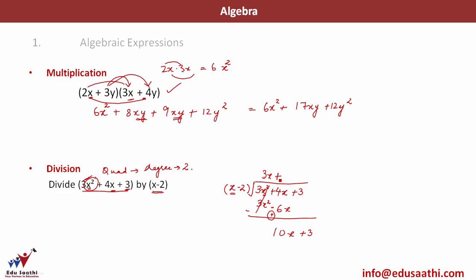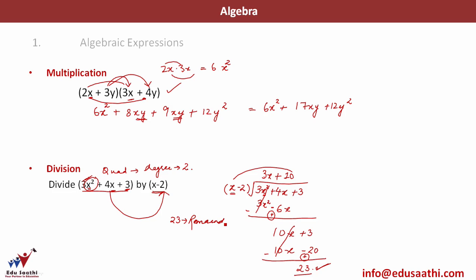Again if you multiply it with 10, so x into 10, it will give you 10x and this will give you minus 20. So if you look at it, this 10x and 10x will get cancelled out and this will give you 23. So when I'm dividing this with this, it is not giving me only a quotient, but it is also giving me a remainder. So this 23 here is the remainder.